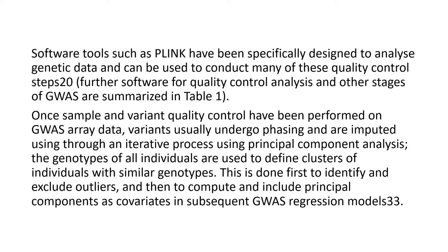Okay, so range analysis or interquartile analysis, that type of different methods can be used to identify the outliers. Statistical methods can be used here. Then we compute and include the principal components as covariates in the subsequent GWAS regression model. Principal component analysis is one method, and regression studies we can carry out. Linear regression is one of the important methods in this.